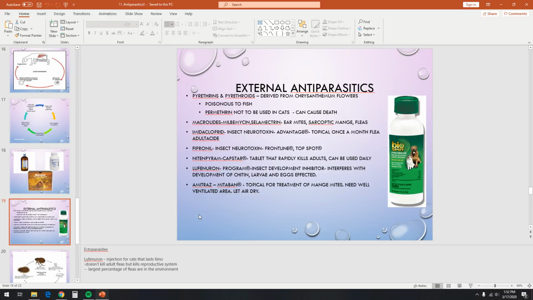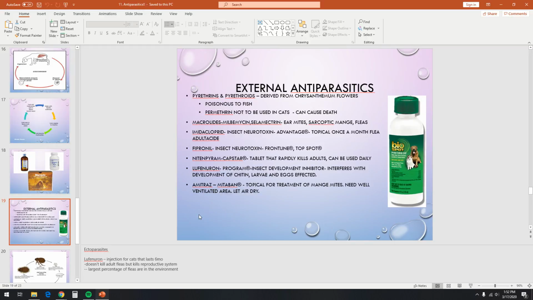Macrolides, milbemycin, selamectin. We can treat ear mites, sarcoptic mange, and fleas. Ear mites are going to be found in the ears. Sarcoptic mange is a zoonotic mange that burrows beneath the skin, causes severe itching and aggravation to the skin of the patient. Fleas, pretty straightforward on fleas.